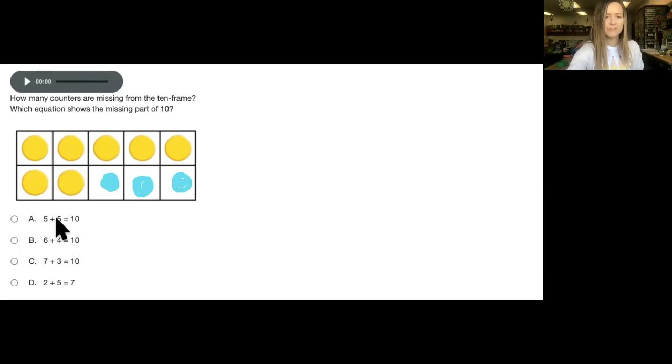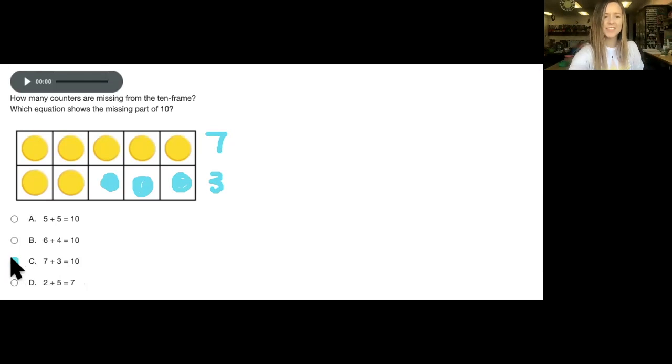Now, let's check our answer choices. We have 5 plus 5 equals 10. Wait a second. I have 7 yellow and 3 blue. Is that showing 5 plus 5? No, I don't think so. Let's look at the next choice. 6 plus 4 equals 10. Do I have 6 plus 4? No, I'm looking for 7 and 3. Let's look at the next one. 7 plus 3 equals 10. There it is. I have 7 yellow and 3 blue. And that fills up my whole 10 frame.